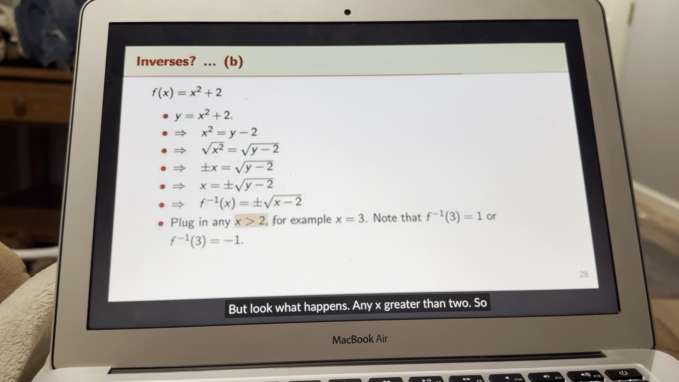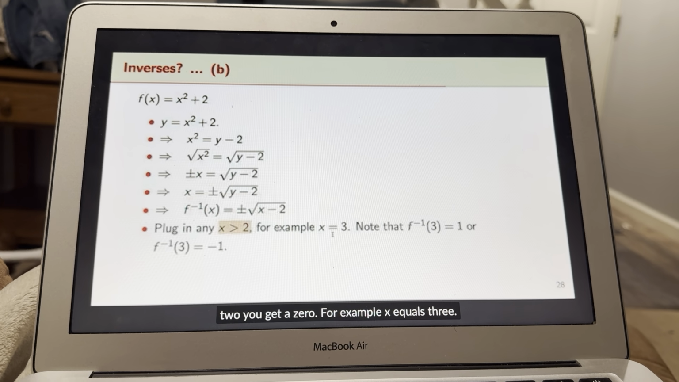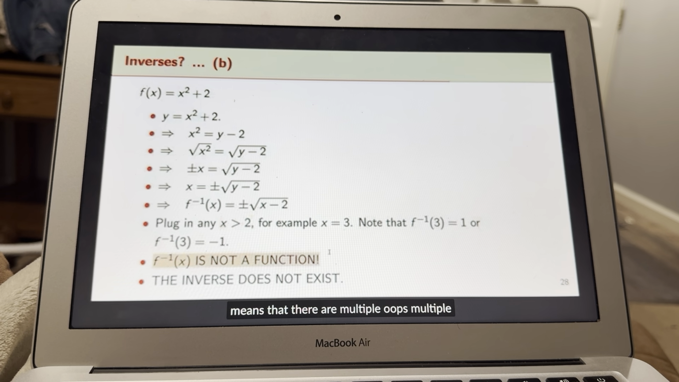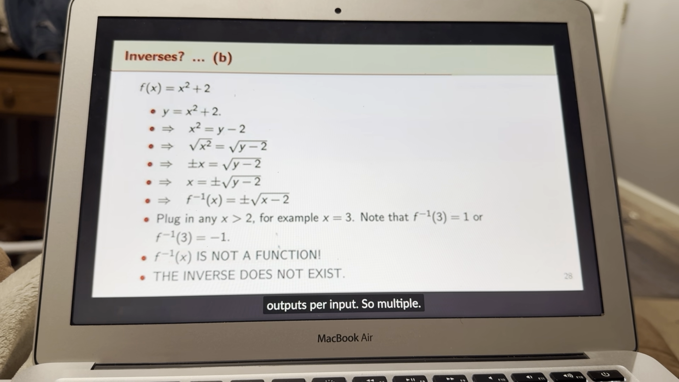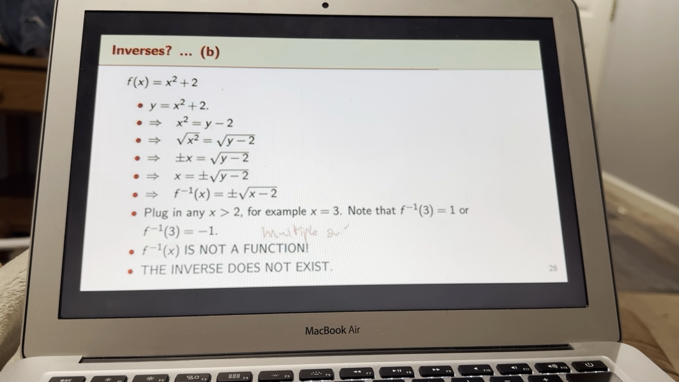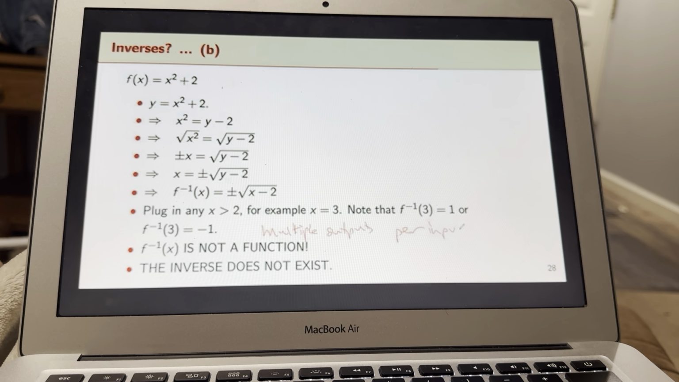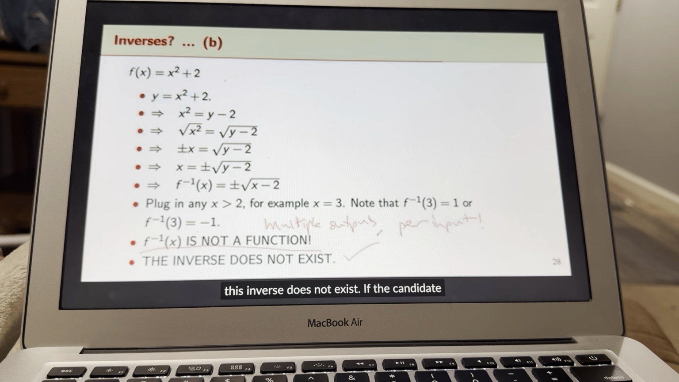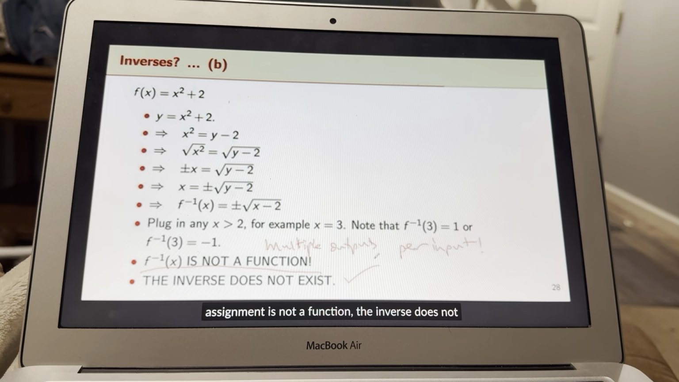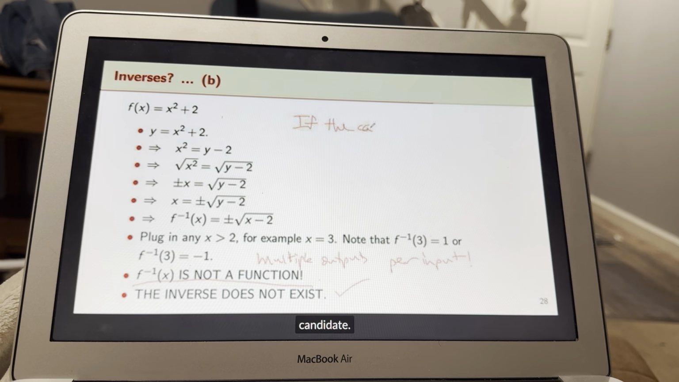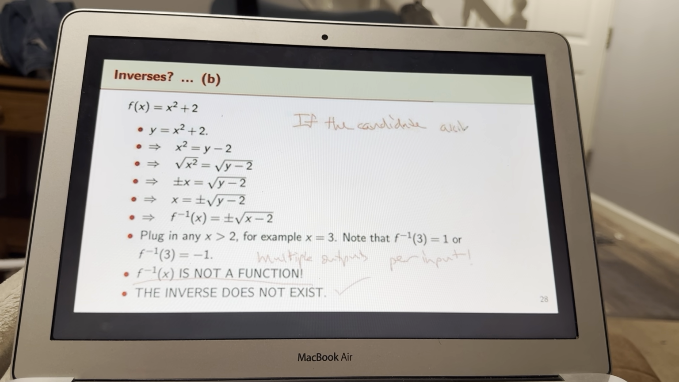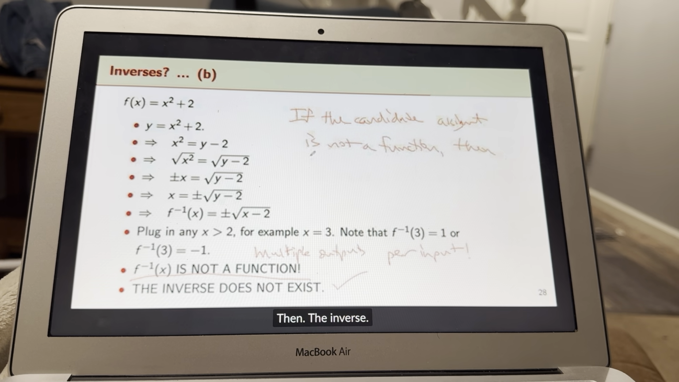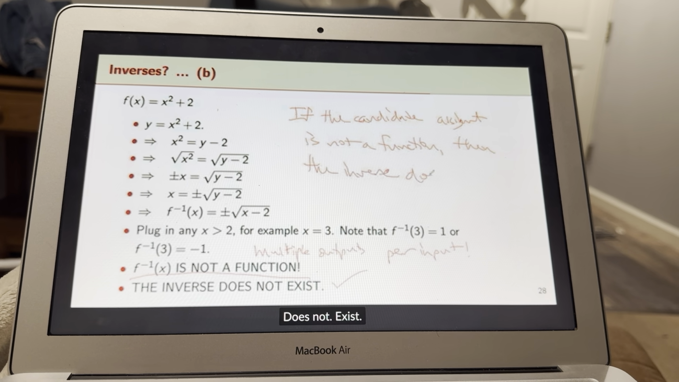But look what happens. For any x greater than 2, and at 2 you get a 0. For example, x equals 3, you get either f negative 1 of 3 is 1 or f negative 1 of 3 is negative 1. And that means that there are multiple outputs per input, possibly. And so f negative 1 is not a function, and then this inverse does not exist. If the candidate assignment is not a function, the inverse does not exist. So that should be noted here. If the candidate assignment is not a function, then the inverse does not exist.